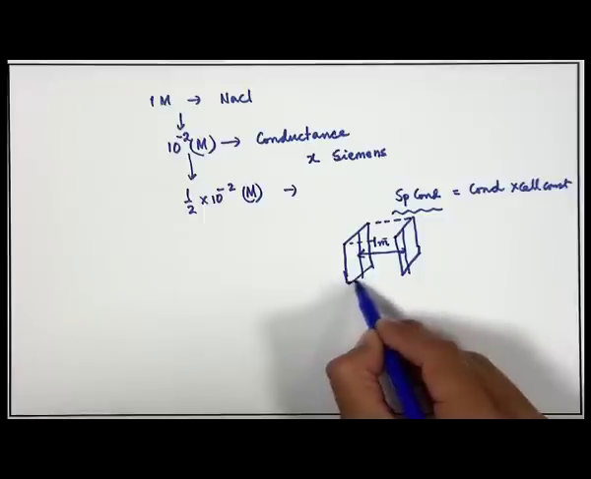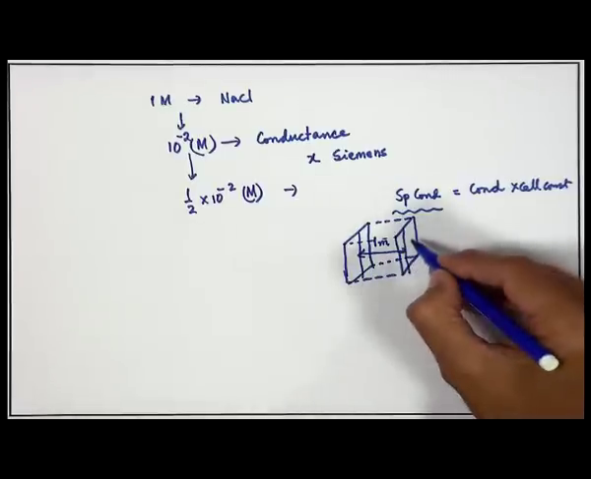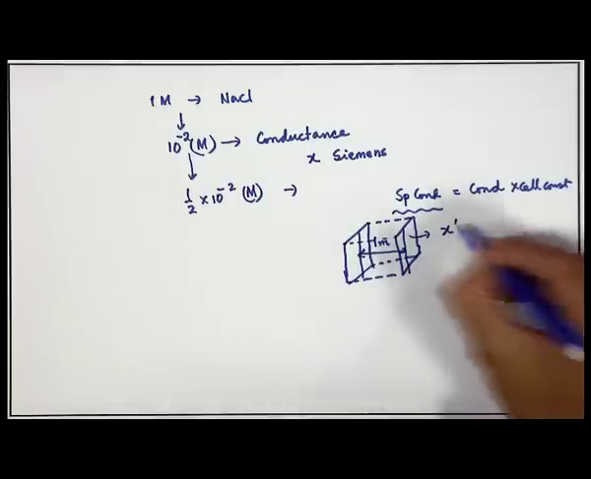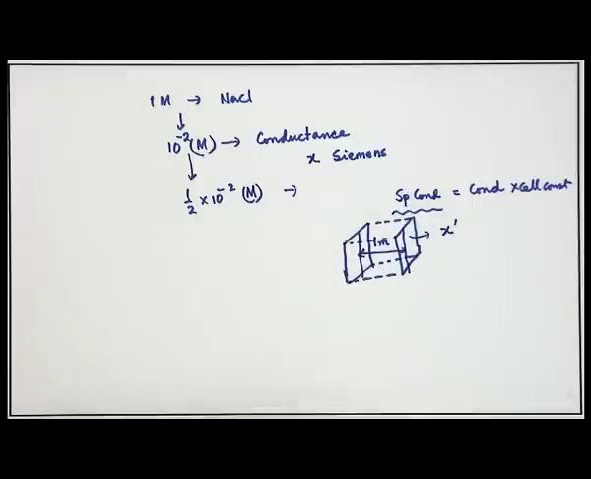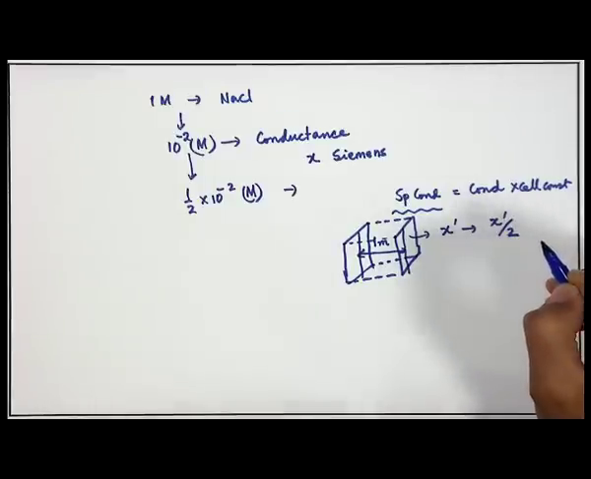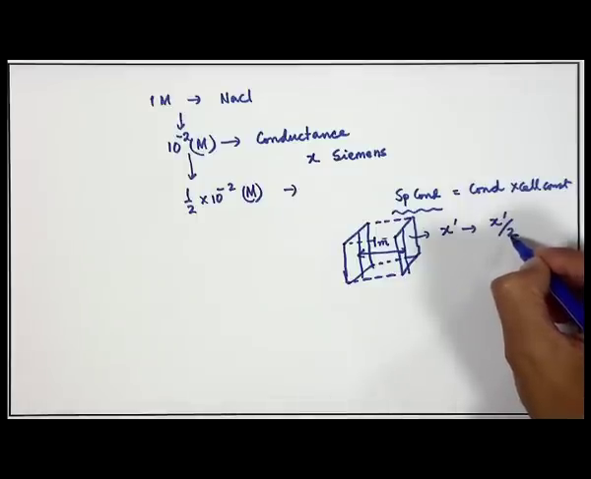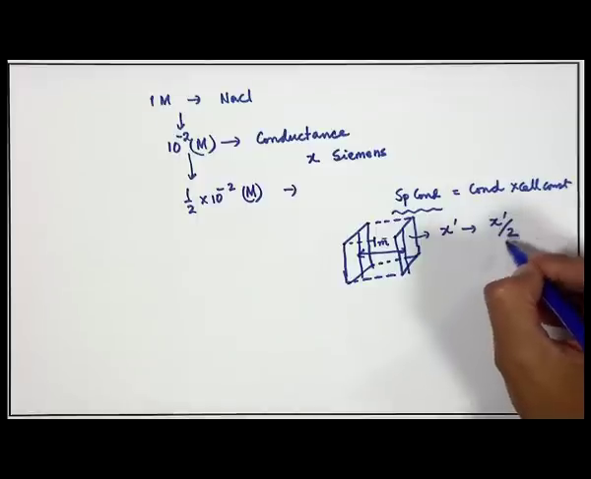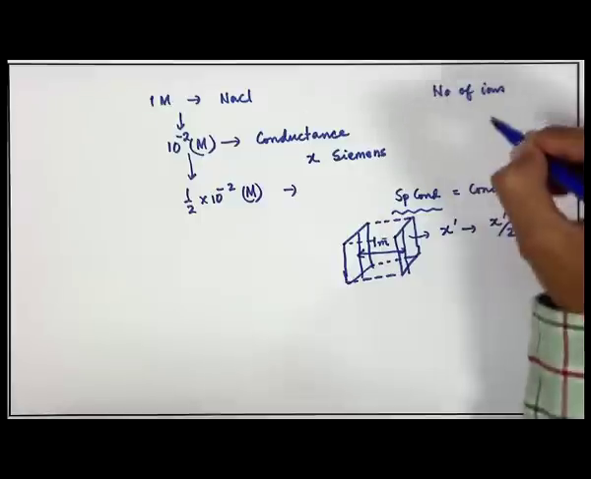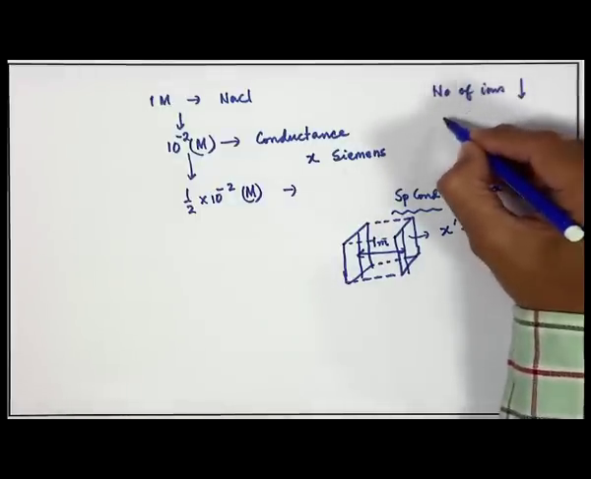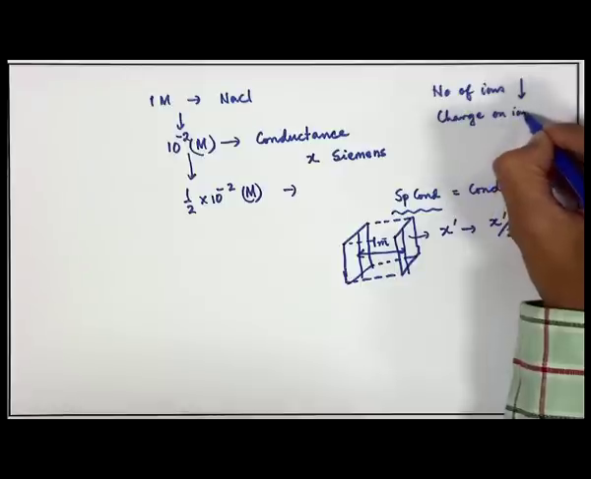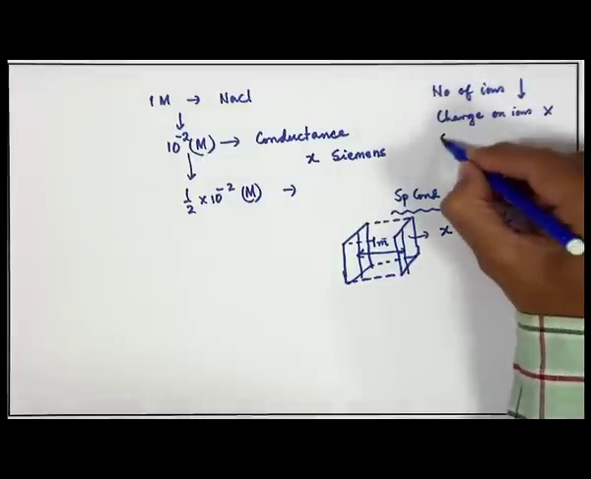If you dilute it, initially say x prime number of ions were present in this unit cube. Now if you half dilute it, then this becomes x prime by 2. So x prime by 2 means your number of charge carriers is reduced to half. So the number of ions is reduced, the charge on ions has no change, and the speed of ions.